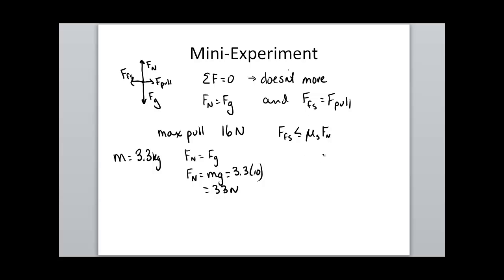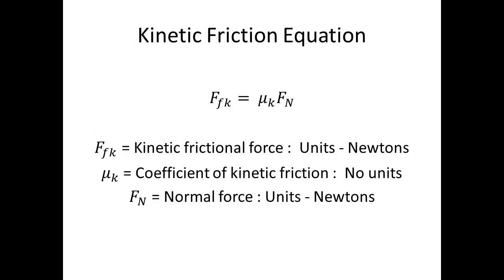So then we can solve for the coefficient of static friction by taking this maximum static frictional force divided by the normal force, or 16 newtons divided by 33 newtons. When we solve this, we get 0.48. So the experimentally determined value for the coefficient of static friction between the block and the table in the video is 0.48. Now let's consider the equation for kinetic friction.